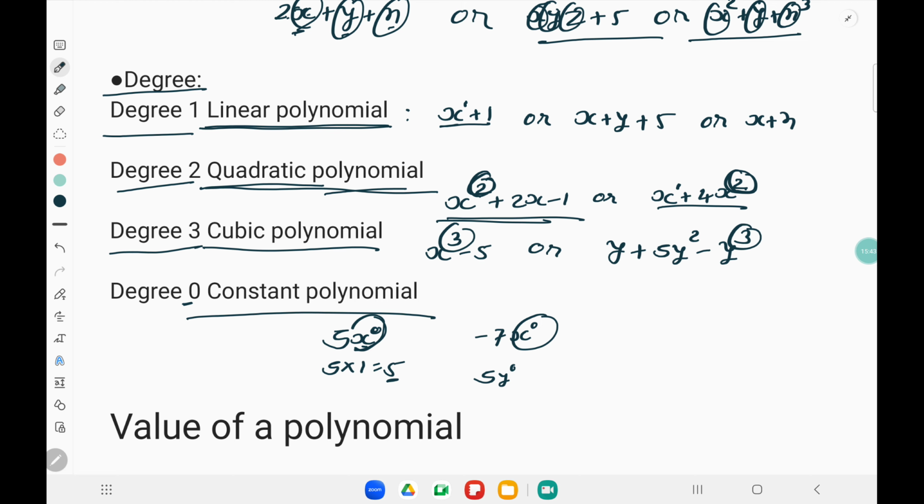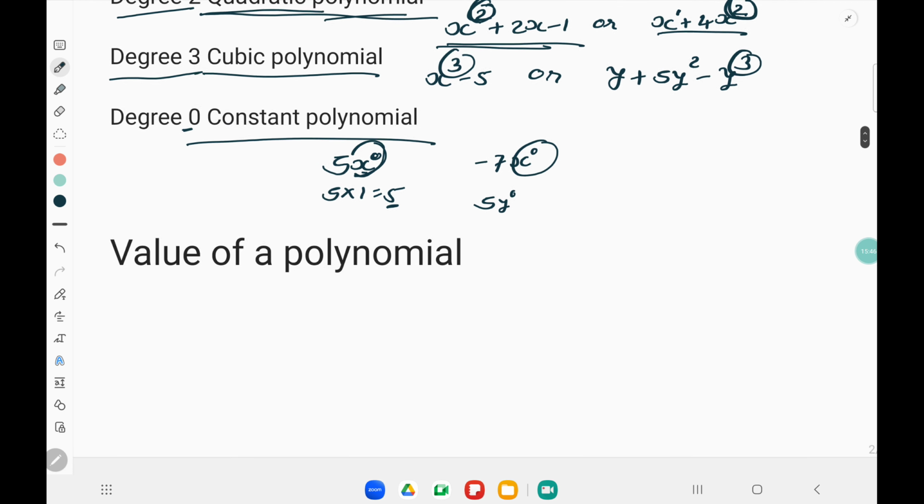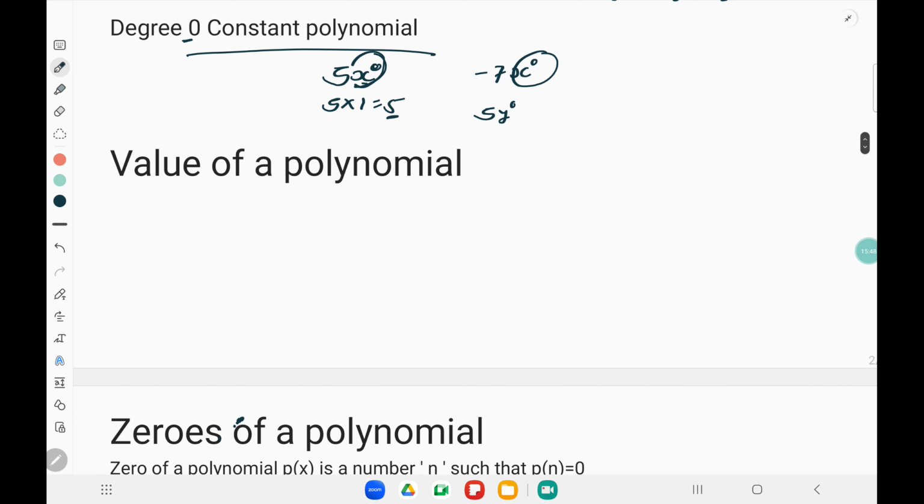I hope you have understood everything up to here. Let's move on to the value of the polynomial. How can we find the value of a polynomial? First, we see how p(x) represents a polynomial; this is only the way we represent it. Take x square plus x minus 2. If the x value is given, let's say x equals 3, then find the polynomial value.